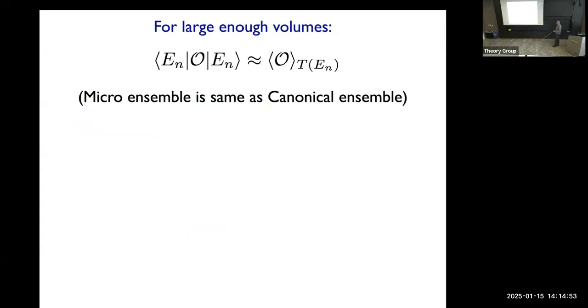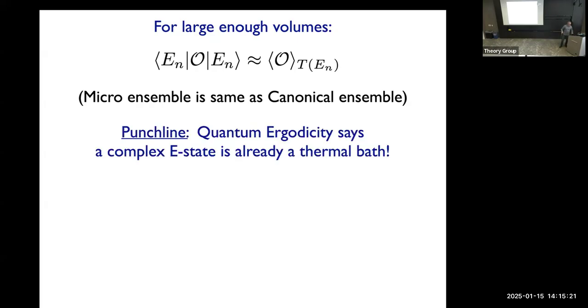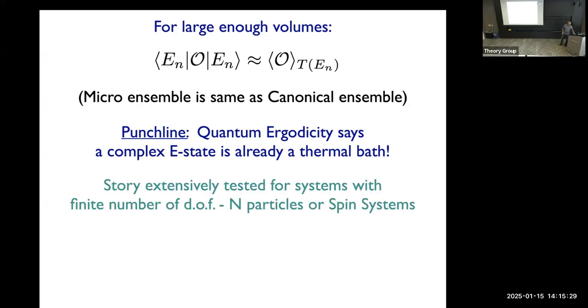And for large volumes, also because we think that the canonical and the microcanonical ensemble approach each other, that should mean that for a particular large energy state that has some finite energy density, there should be an approximate temperature that I should be able to associate with it. And so the idea is that temperature should somehow emerge, and we should be able to extract the temperature by measuring some local operator in some very high energy state. So the idea is that a complex energy eigenstate is already a thermal bath.